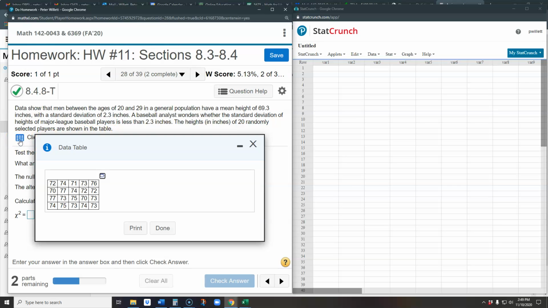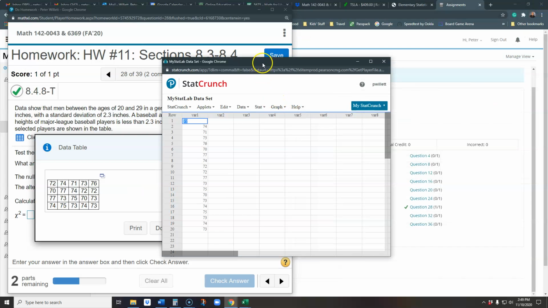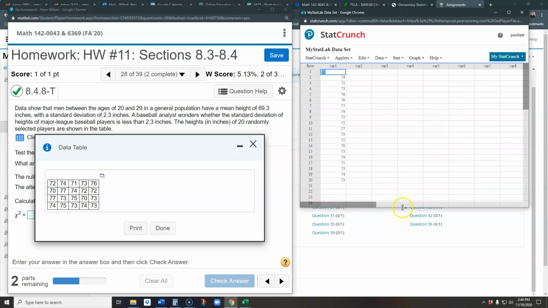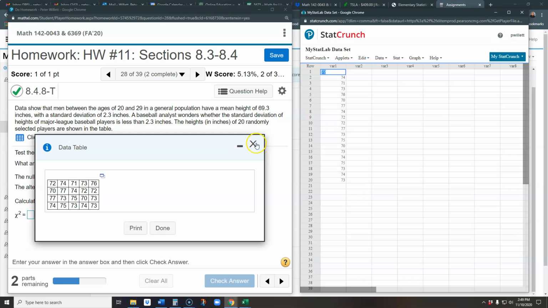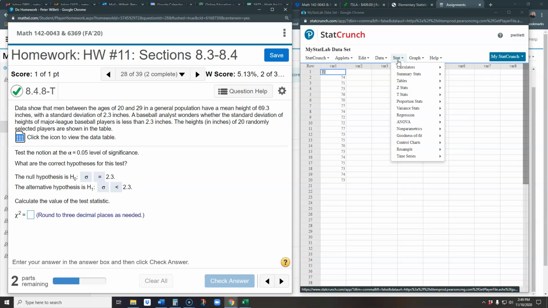So if I look at the data, there are these 20 values, and I want to use StatCrunch. So I'm going to open these in StatCrunch. It's going to give me a new window, so I will clear that window and move this window over. Now I have the data in StatCrunch, and I want to find the chi-squared test statistic. So I'm going to go to Stat, and this is a standard deviation distribution, which means we use variance stats. We have one sample. Again, you don't have two samples until at least Chapter 9.